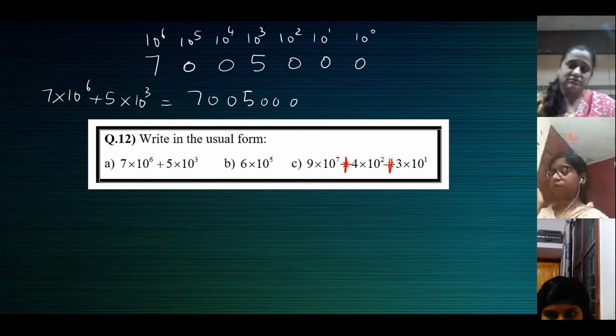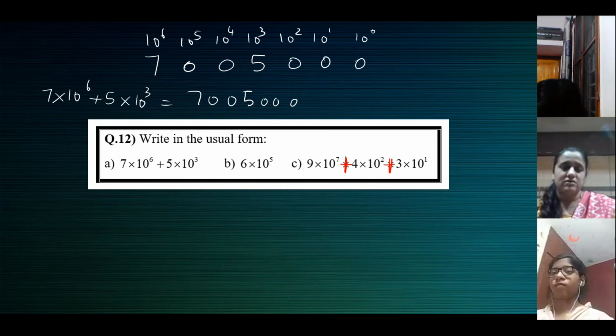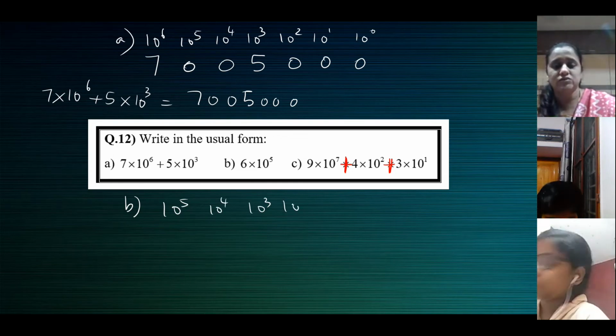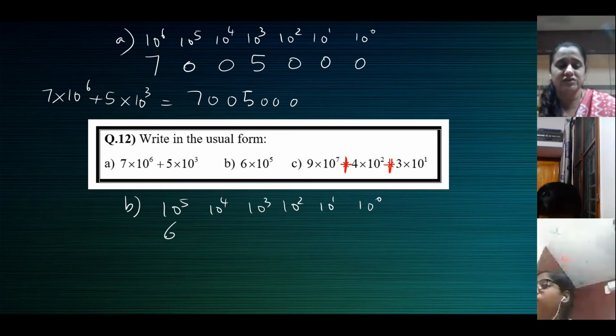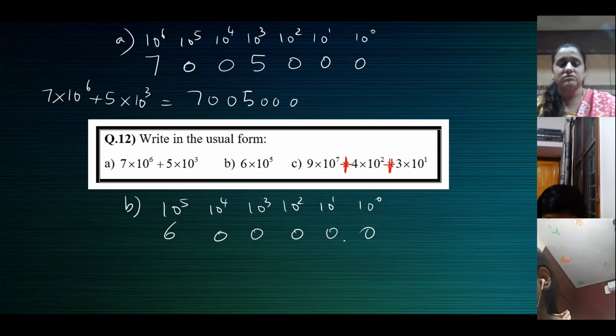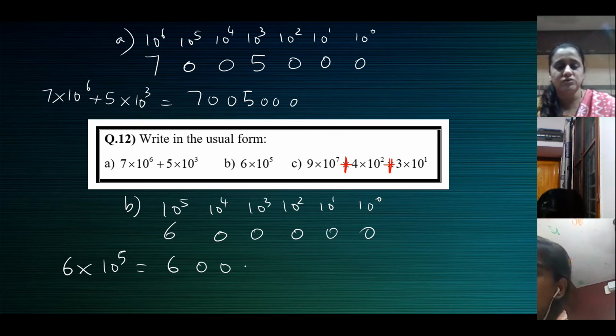I'm completed, ma'am. Very good. Done, ma'am. Okay, this is for A. So for B, again, you must write 10 to the power 5, 10 to the power 4, 10 to the power 3, 10 to the power 2, 10 to the power 1, 10 to the power 0. Under 10 to the power 5, we have 6. The digit in this place is 6. Then followed by zeros. So the given expression 6 into 10 to the power 5 is equal to 6 followed by 1, 2, 3, 4, 5 zeros.